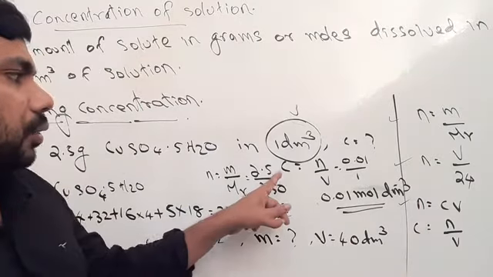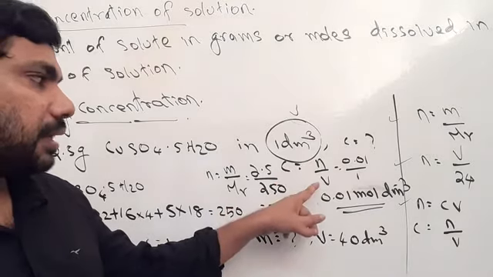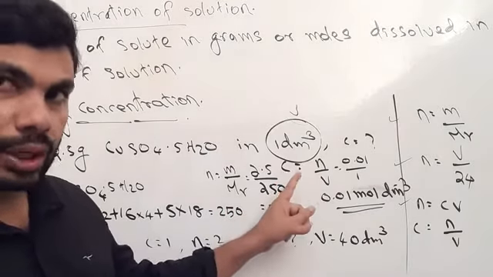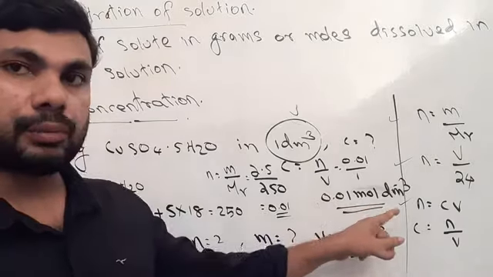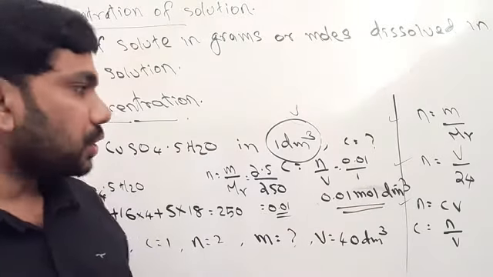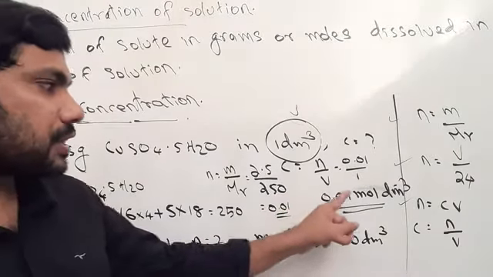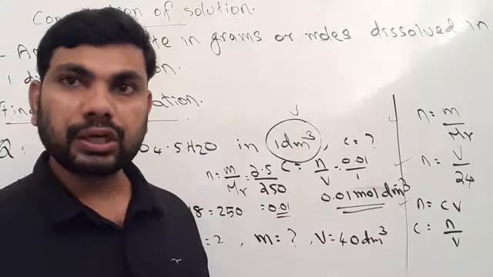Look here, concentration is the number of moles divided by V. Number of moles means mole, and volume is decimeter cube. So mole per decimeter cube will be the unit. So the answer is 0.01 mole per decimeter cube.